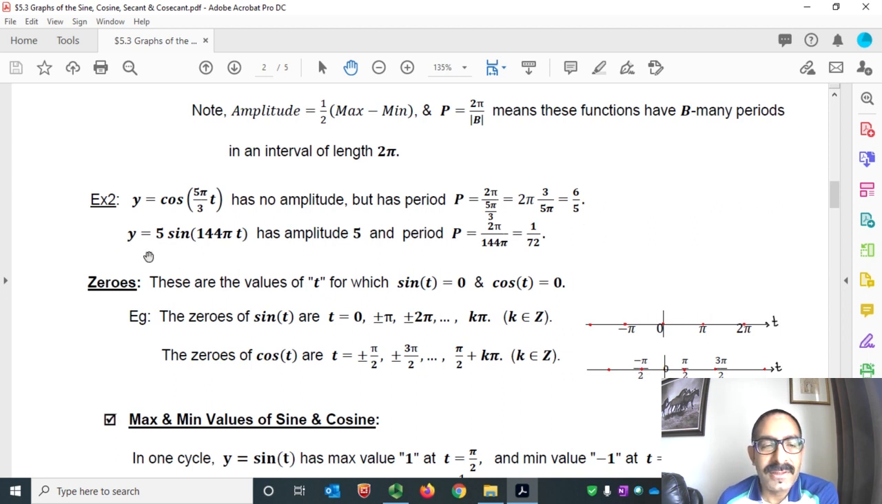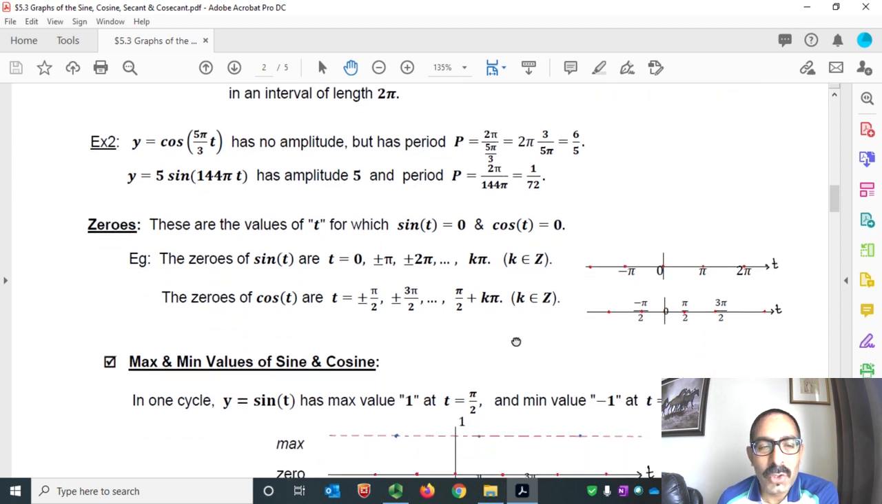Similarly, the function 5 sine of 144 pi t has amplitude 5 and period 2 pi over 144 pi, which turns out to be 1 over 72. Great. I hope it makes sense to you all. So now let's move on.